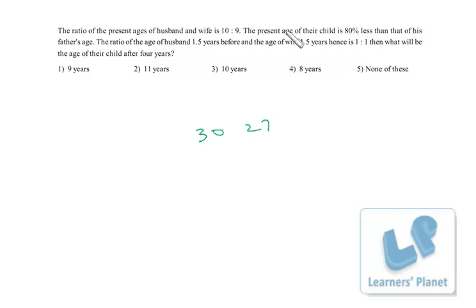Right? Now father is 30 and child is 80% less than 30. That means child is 20% of 30. That means 6 years, right? So the child's present age is 6 years. So what will be the age of the child after 4 years? That's 10 years. Okay, pretty simple.